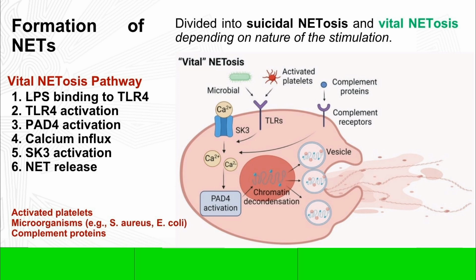Next dayon is ang PAD4 activation. Just like in the suicidal version, PAD4 citrullinates histones. This causes the chromatin to lose its tight structure and decondense. PAD4 activation prepares the DNA to be moved out of the nucleus. This decondensation is more controlled.